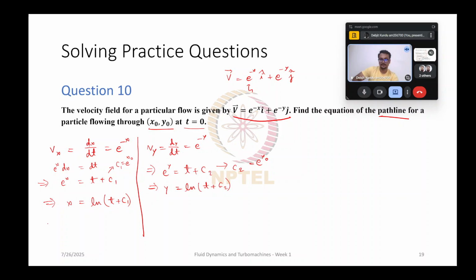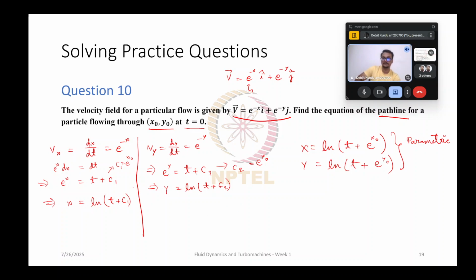And that should give me x equal to log of t plus e power x naught, and y equal to log of t plus e power y naught. Now, one second, you're a math guy, you don't need me to tell you this, but you can keep it in this parametric form, or you can eliminate t and write a cleaner version of this equation.